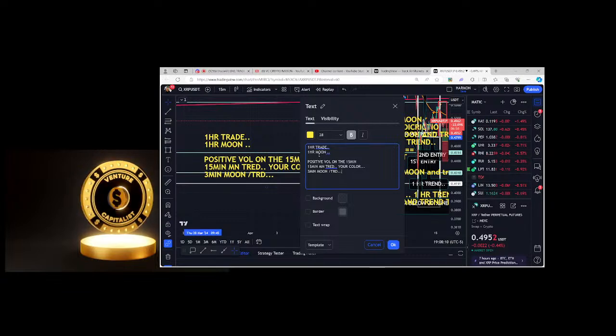A 1 hour trade starts with a 1 hour moon. Positive volume on the 15-minute is what we're looking to get into. That shows higher support for us and a higher percentage of winning. And we just want the 15-minute moon and trend in our color, with the 3-minute moon and trend in our color. That's pretty much it.